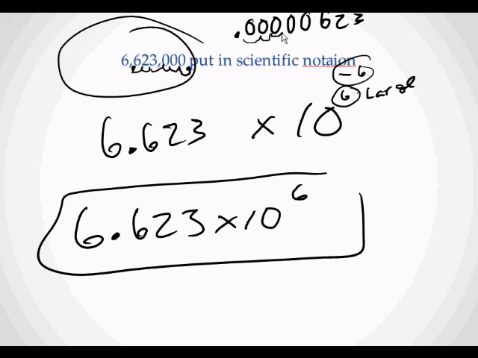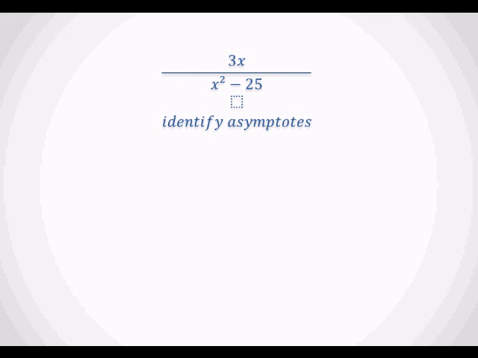If this was a small number like 0.000000623, change it to scientific notation: 1, 2, 3, 4, 5, 6. This would be 6.23 times 10 to the -6. The negative means you're dealing with a really small decimal number. But since it's positive, we have a large number, so we put the positive power there.